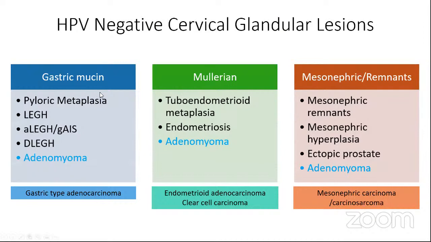And finally, as you can see here, I have highlighted in blue this entity, adenomyoma. Now, it wasn't shown in the WHO that I highlighted. In the WHO, it's under sort of biphasic or mixed tumors, but I wanted to talk about it because it kind of fits into this whole concept of tumors that mimic or are worrisome for minimal deviation gastric type adenocarcinoma.